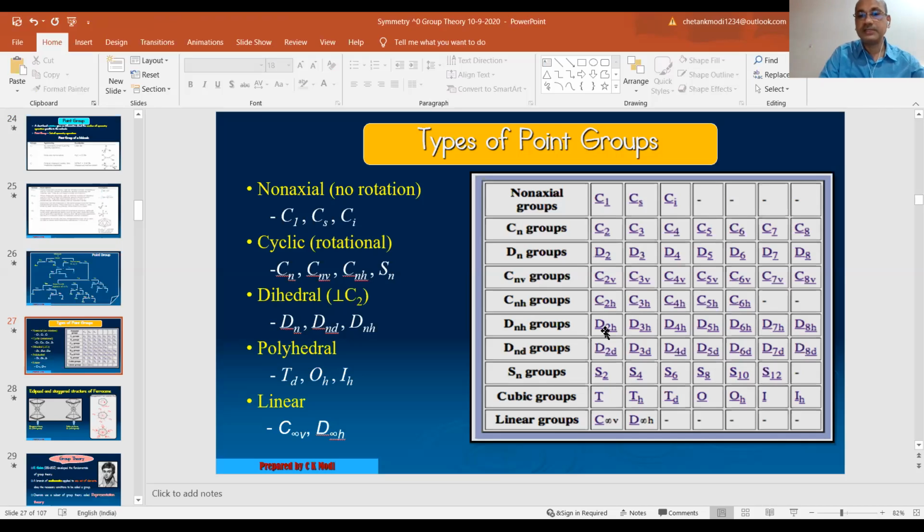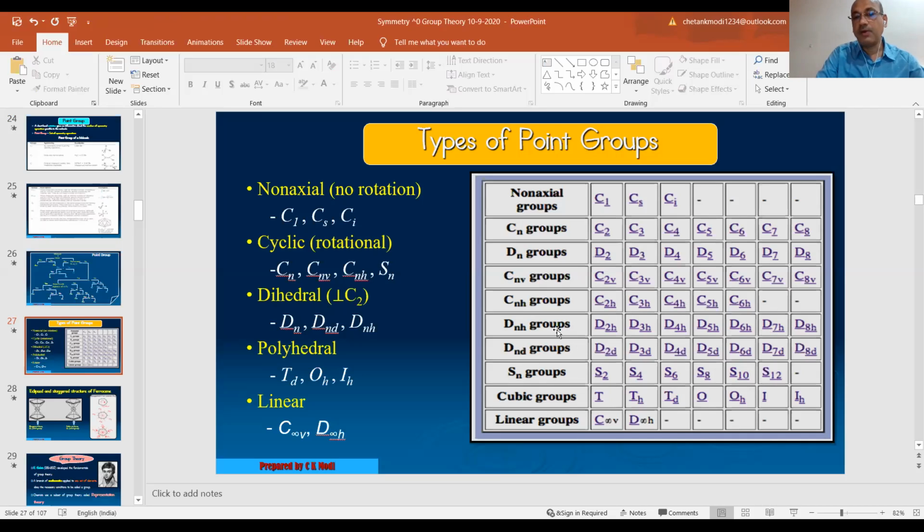In that case, E is present, and 3 C2s are present. Among them, one is considered a principal axis and 2 C2s are considered subsidiary axes. Along with that, 2 sigma V planes are present, sigma H is also present, and 2 sigma D planes are also present. The point group is D2H. Same way D3H, D4H, like that.